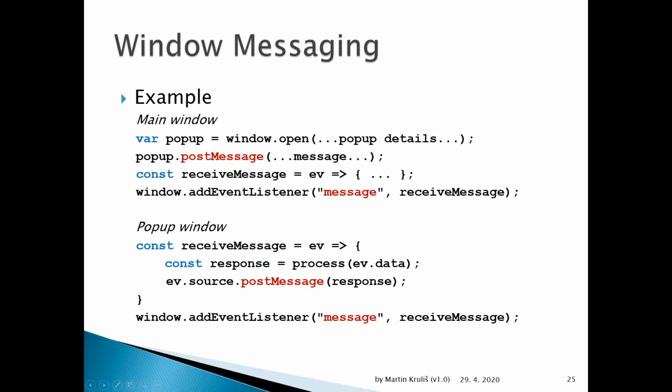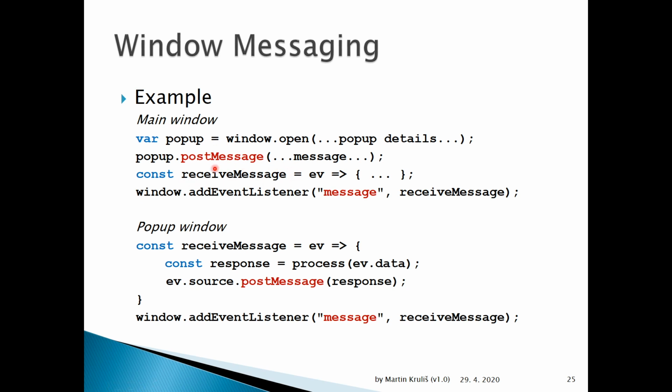Let me give you a quick example of how this works. First of all, we have this code in a main window. This is the original window which will initiate the opening of another window. So we call window open with some technical details like URL, and this will create a pop-up window or a new tab, and the target window object of this window will be saved in this variable. So later we can use it to post messages to this newly formed window.